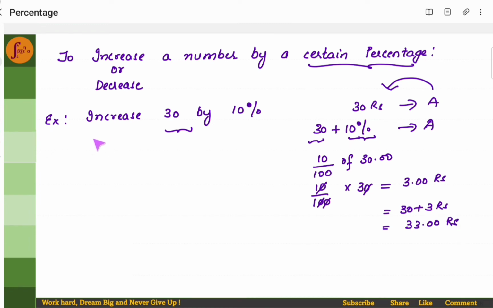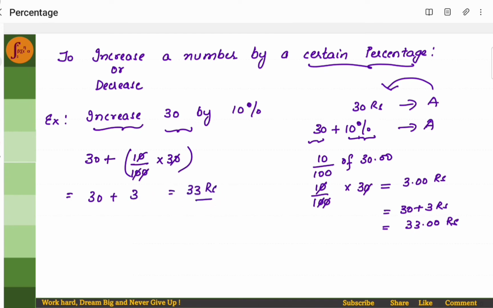Now, same thing we'll have to do. Increase 30 by 10%. The word increase means there is addition here. So 30 plus, by how much? 10%. 10% is 10 by 100. 10% of which one? 30 rupees, so into 30. This is how we'll have to write. Now this is 30 plus 3, that is nothing but 33 rupees.